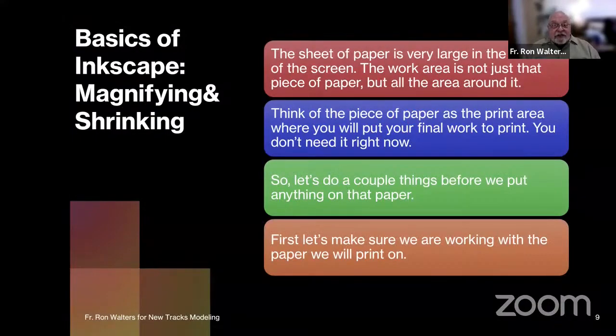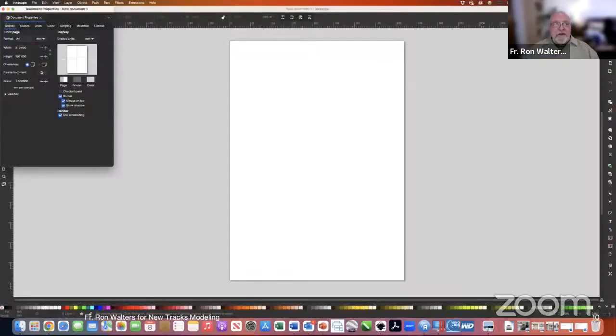It's very large in the center of the screen, and the work area is not just that piece of paper, but the area around it. Think of the piece of paper as what you're going to print, the final work print that you're going to do. So let's do a couple of things before we put anything on that paper. First, let's make sure that we are working with the paper we want to print on.